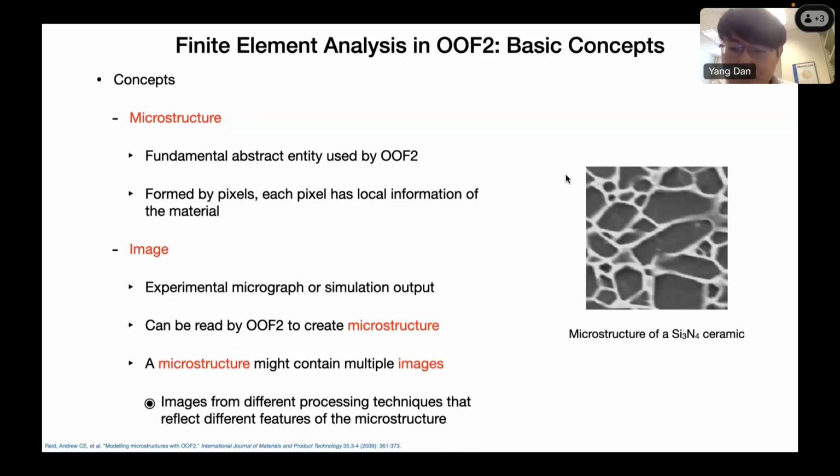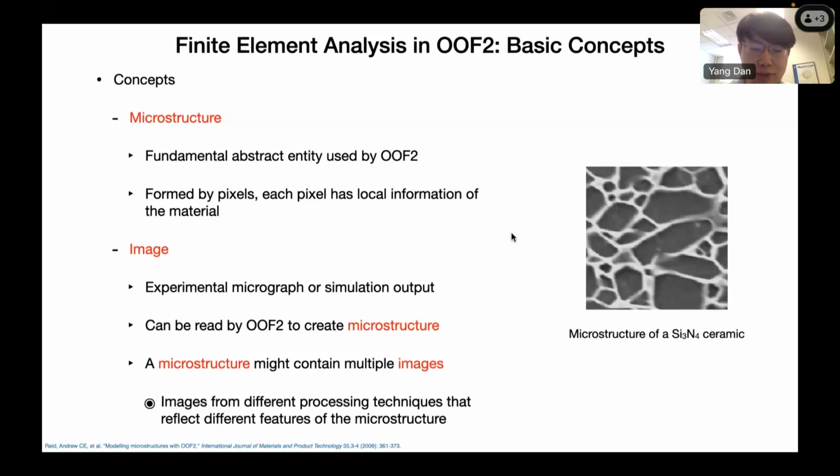Yeah, thank you. Okay, so I just talked about the microstructure, and the next thing is the image, which is also a very important concept in this software. An image in UF2 can be, as I just said, an experimental micrograph or some outputs from the simulation. So in the simulation of UF2, you can use an image or a couple of images to be read by the UF2 and create the microstructure in this software.